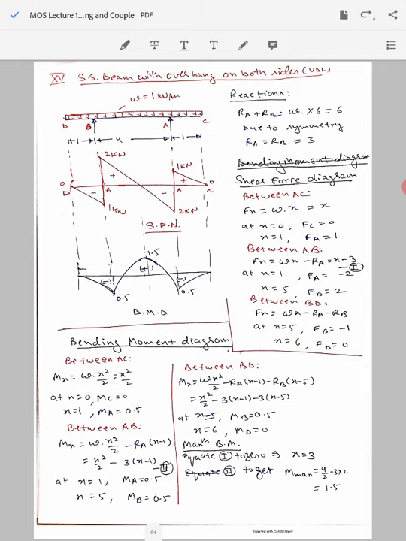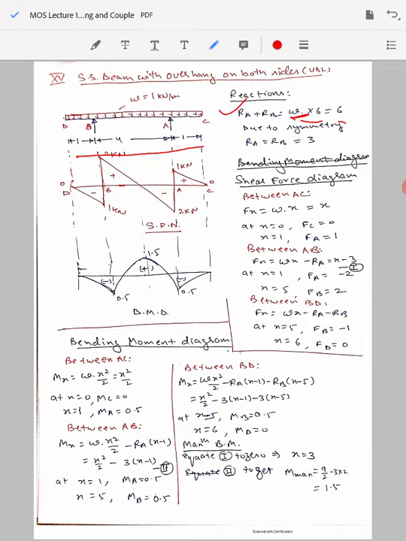To determine the shear force values, let's first find the reactions at point A and point B. Our equation will be Ra plus Rb, which act in the upward direction, should be equal to the applied force, that is W kilonewton per meter multiplied by the total length of the beam, that is 6 meter. So this becomes W into 6. As W is 1, this gives you Ra plus Rb equal to 6.